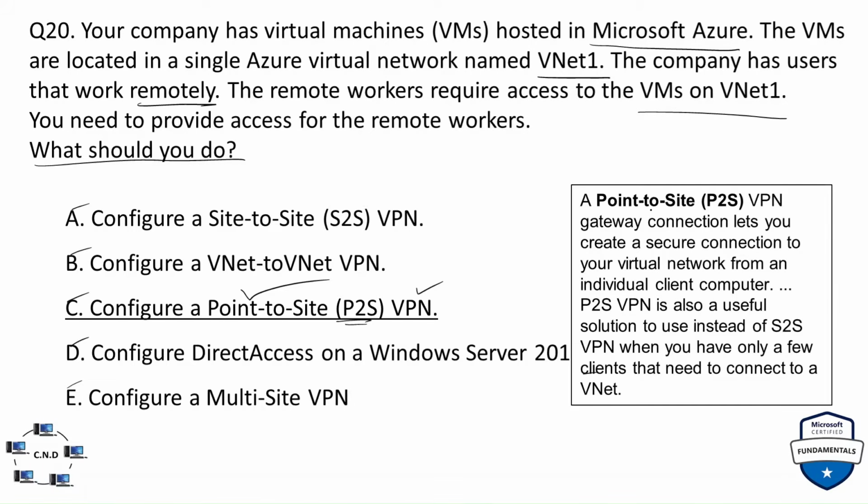What is it? The point to site VPN gateway connection lets you create a secure connection to your virtual network from an individual client computer. Here our requirement is for individual clients, because we want the remote workers to be able to connect to the cloud. The remote workers have individual clients. So the P2S point to site VPN is also a useful solution to be used instead of site to site VPN when you have only a few clients, such as in our case, that need to be connected to the VNet.